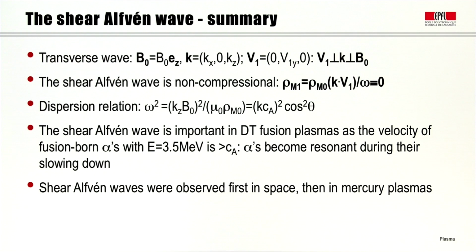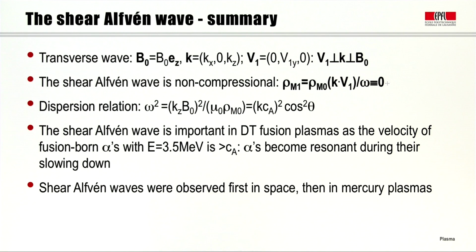We can now summarize what we have found for the shear Alfvén wave. The shear Alfvén waves are transverse waves. The perturbed velocity v1 is perpendicular to k and to the equilibrium magnetic field B0. The shear Alfvén wave is non-compressional: the perturbed mass density rho m1 is equal to 0. The dispersion relation can be cast in the form omega square equals k square Ca square times cos square theta.